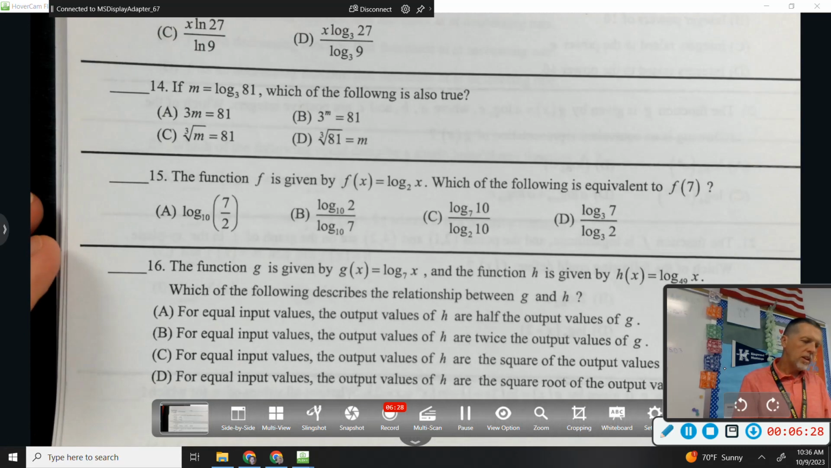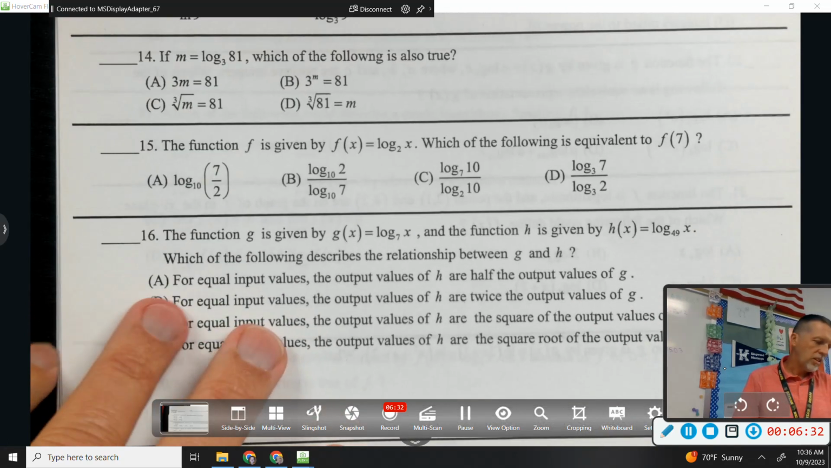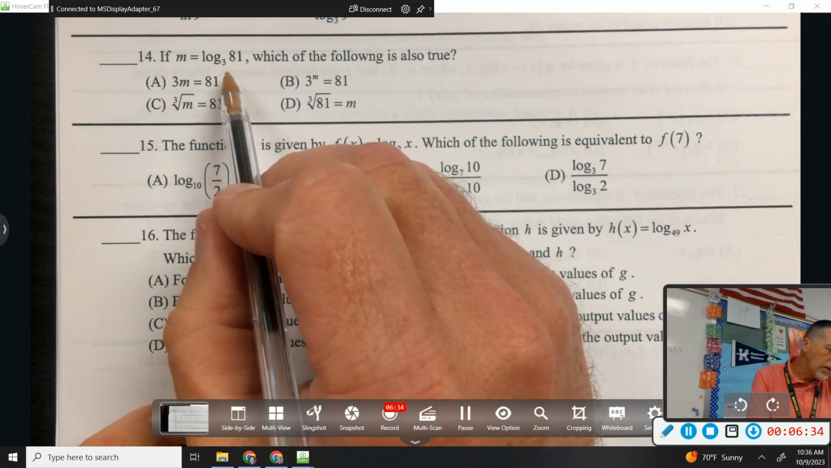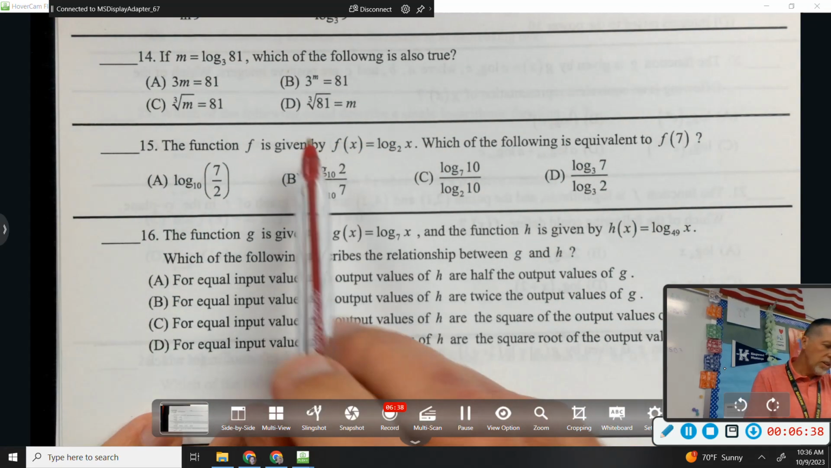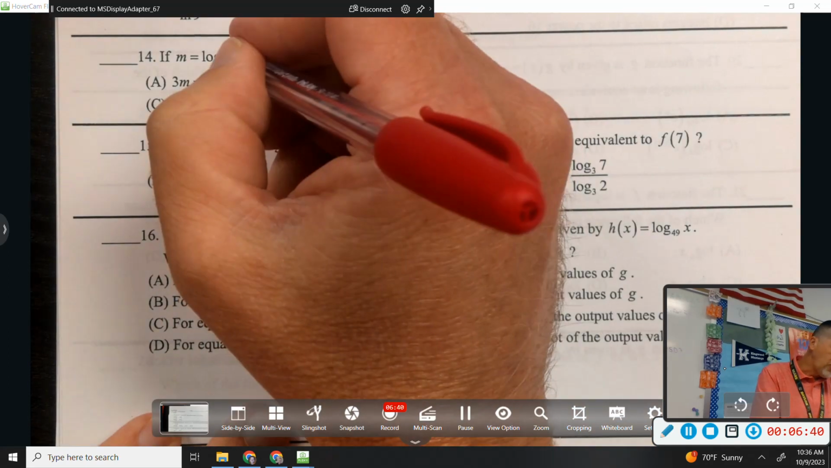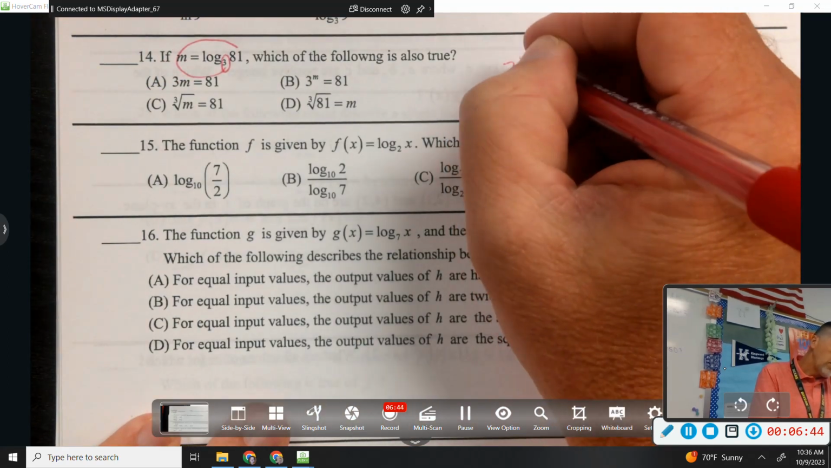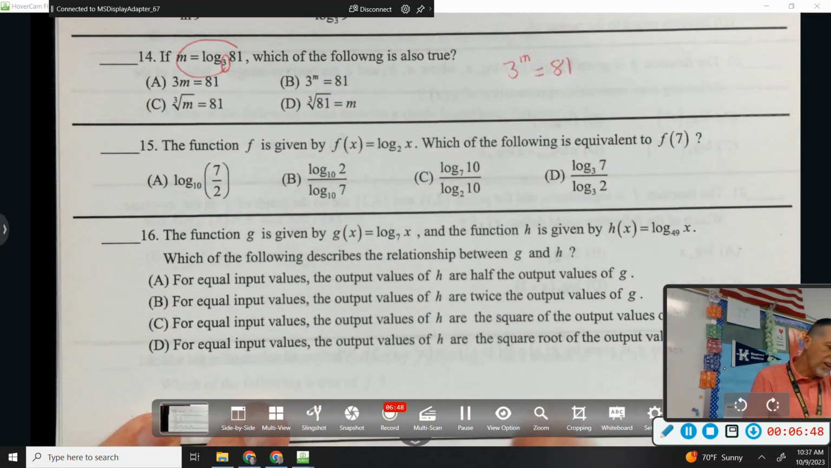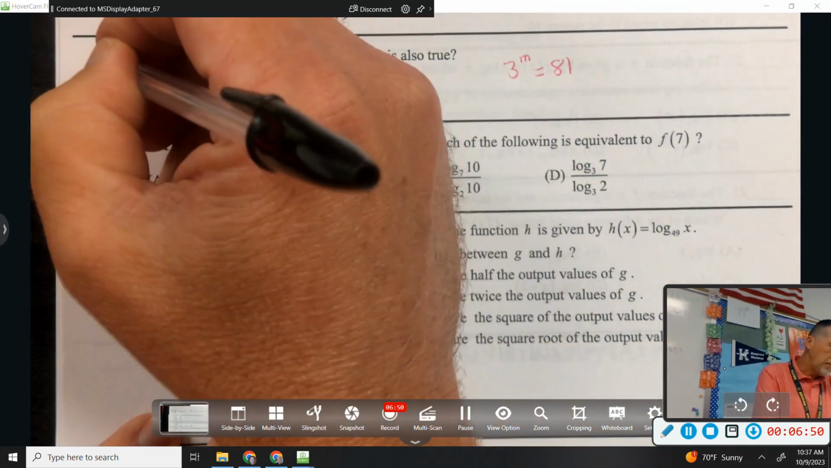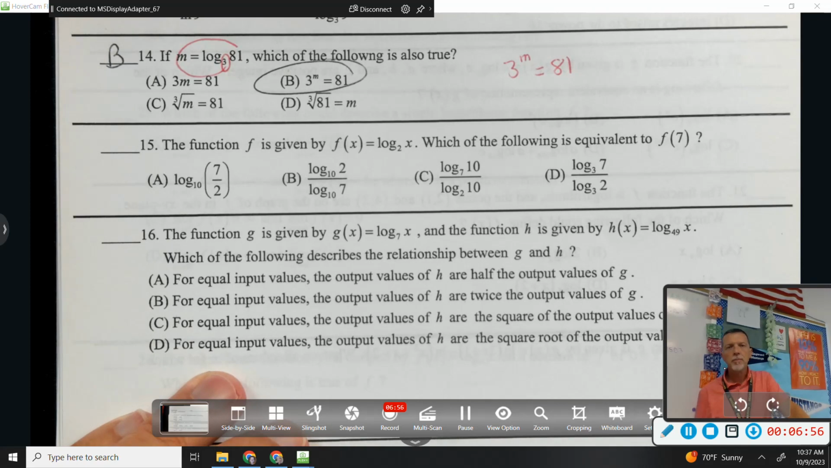Number 14. Another properties question. If m equals log base 3 of 81, which of the following is true? Well, this looks like a fishhook thing here. 3 to the m equals 81. If I fishhook that, so that's B. Again, I didn't really have to do anything other than fishhook. So you've got to know the properties, but I didn't have to solve anything.